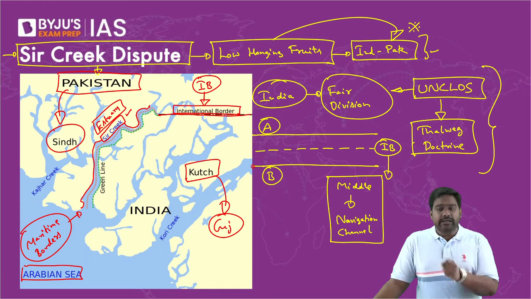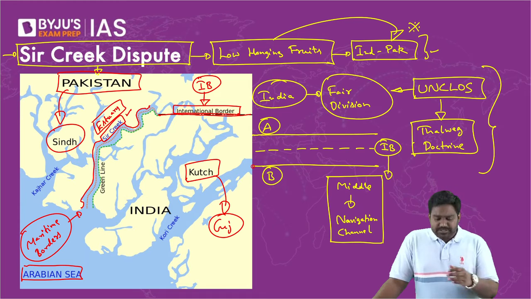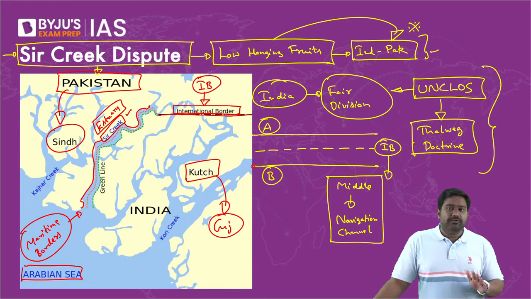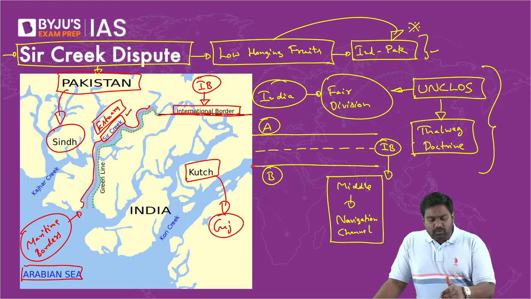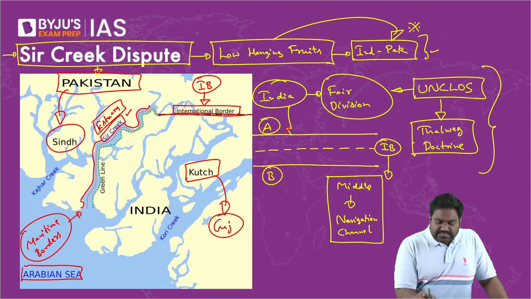It has validity under the UN Convention on the Law of the Sea. In maritime areas, when such water bodies are present along the boundary, the Talweg principle is applied by countries. All right? The boundary will pass in between the navigation channel, so both sides will get an equal share. So this is what India is asking for.